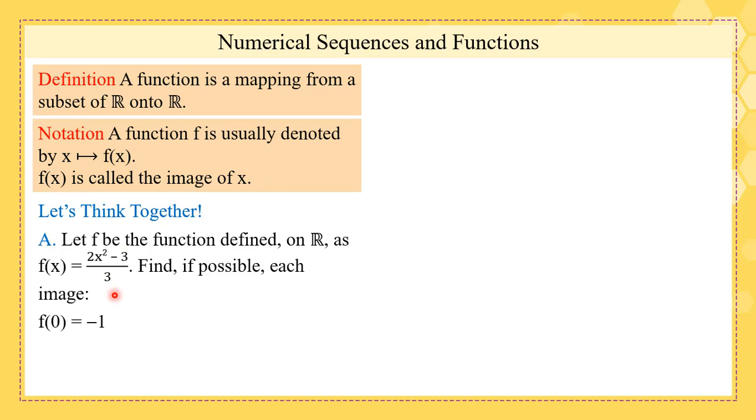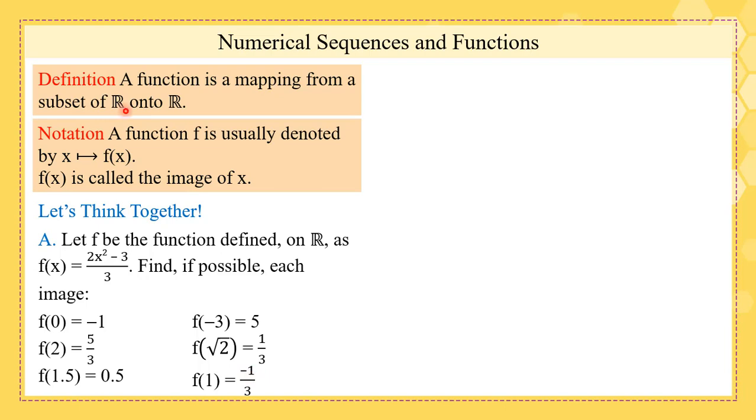What is f of 0? So we replace each x by 0, we get -1. F of 2 is 5 over 3. F of 1.5 is 0.5. F of -3 is 5. F of radical 2 is 1 over 3. And f of 1 is -1 over 3.